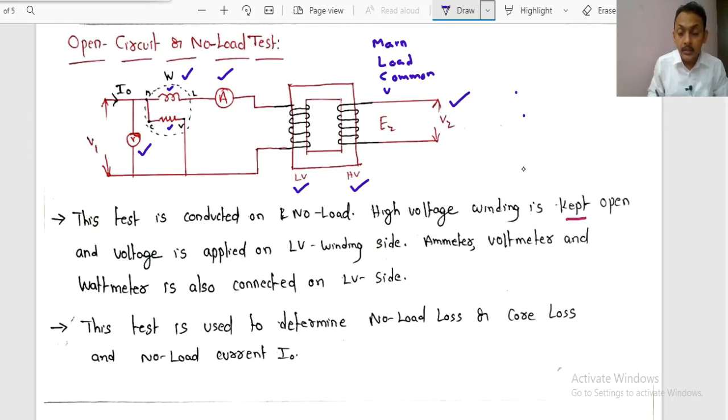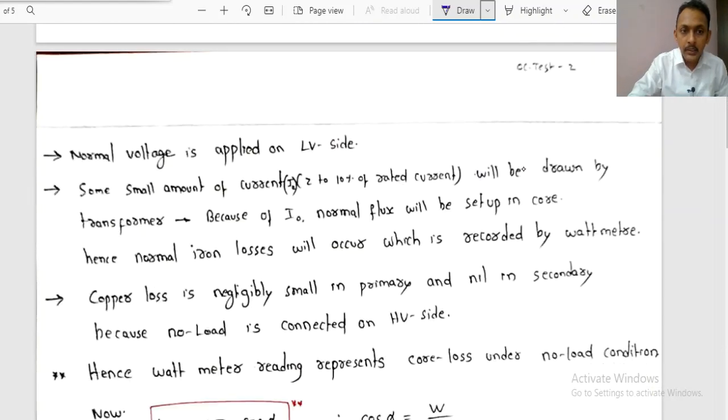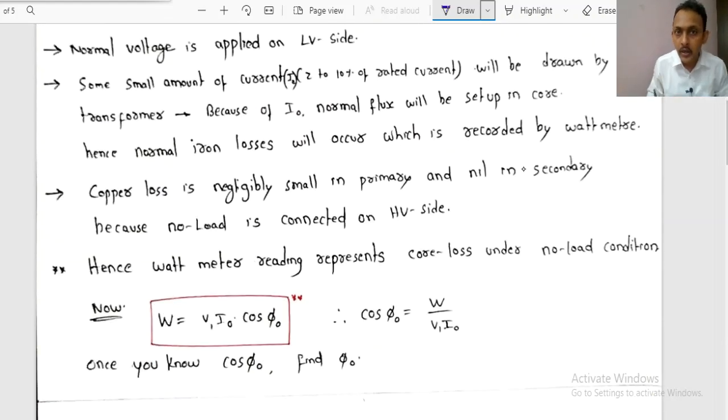The main purpose of this test is to determine the no load loss or core losses, and also the no load current I naught. While performing this test, the normal rated voltage is applied. For example, if it is a 115/230 volt transformer, then on the LV side the rated voltage is 115 volts, and the rated voltage will be applied on the LV side.